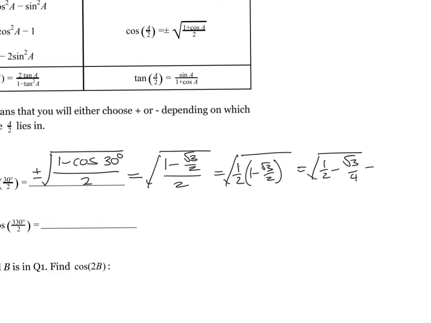Equals, I'm going to play some other tricks here, the square root of 2/4, which is the same as 1/2, minus root 3 over 4. See where I'm going here? I've got a common denominator. Can I keep moving? No, I can't. Okay. And then finally, I can factor out that 1/4.